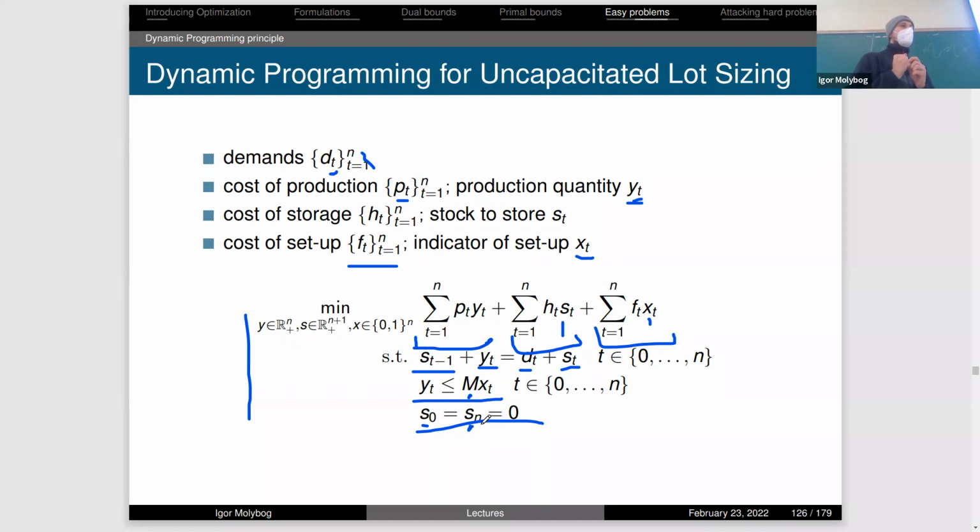So for S zero, you would actually need to enforce a particular amount that you have had in the very beginning. But for the last one, it's not necessary. So SN, you don't really need to worry about that too much. But S zero would need to be enforced. Does that make sense? Okay.